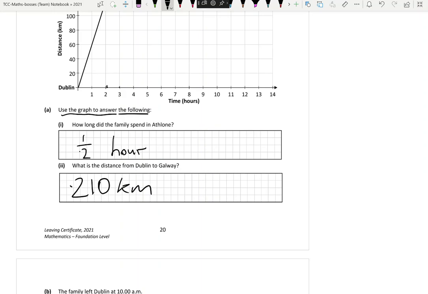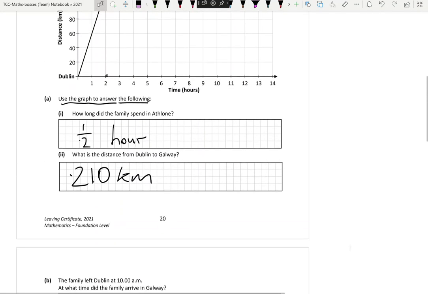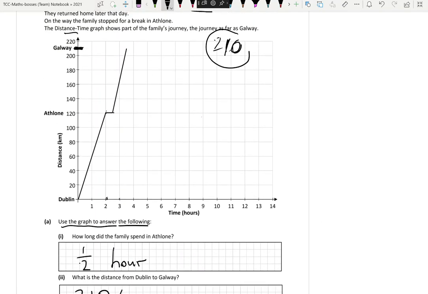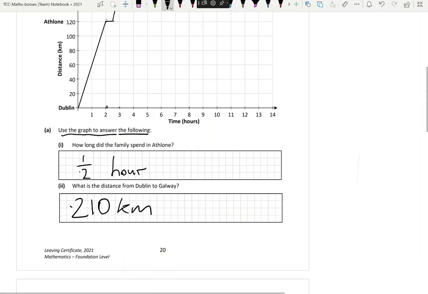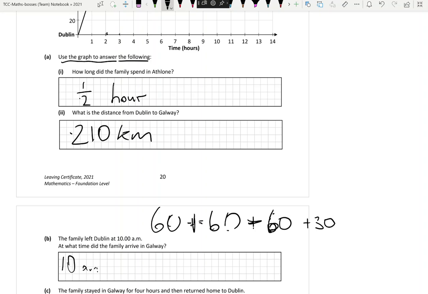Dublin to Galway. The family left Dublin at 10 a.m. At what time did they arrive in Galway? So we have to add on 210 minutes to 10 a.m. Now 210 is 60 plus 60 plus, there's something wrong with my pen, but I'll just keep overwriting here until I get it in. That's 180 and then another 30. So, and you can do that in many, many ways, but we're adding on 3.5 hours.